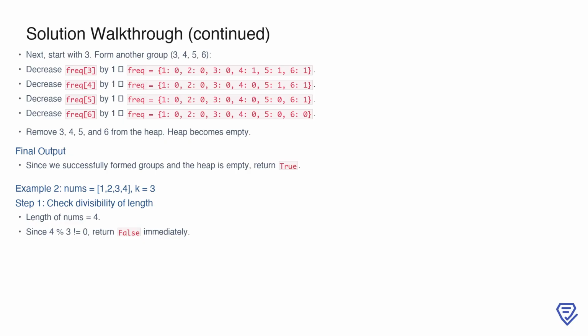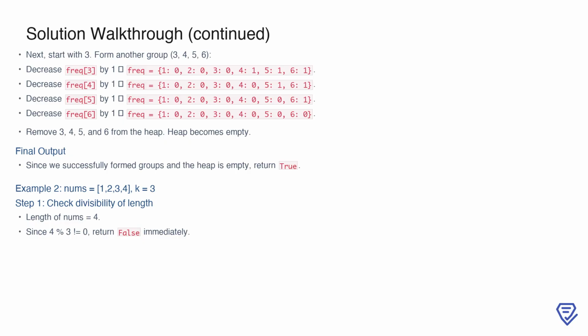After processing this group, the heap becomes empty because all these numbers have been removed. At this point, we've successfully formed groups of k consecutive numbers, and since the heap is empty, we can conclude that it's possible to divide the array as required. Therefore, we return true.